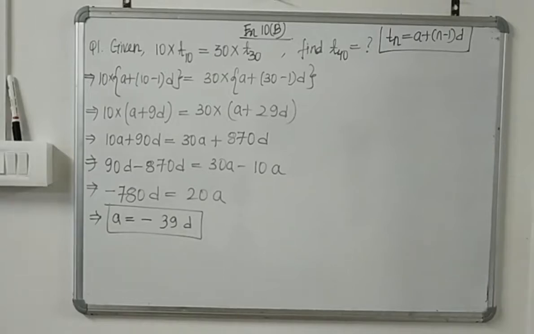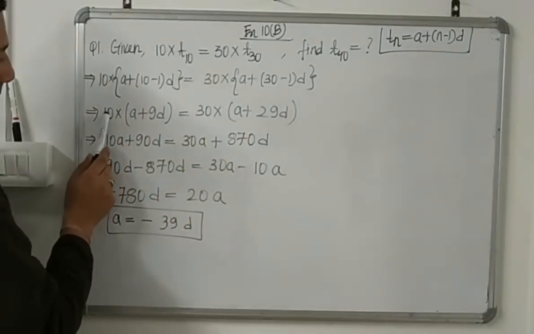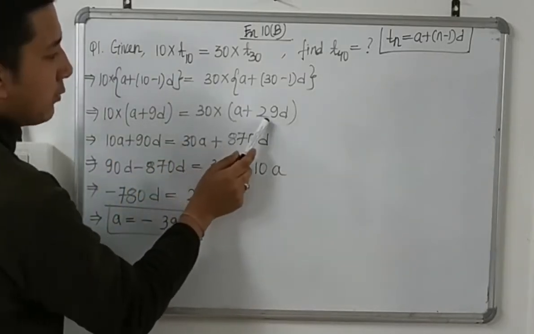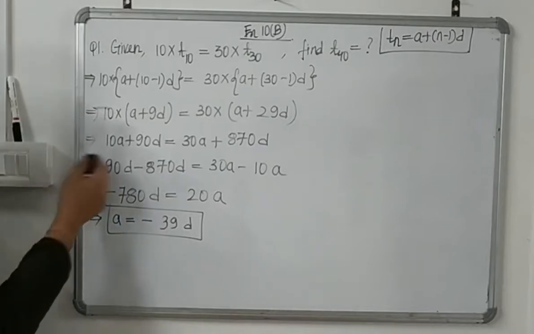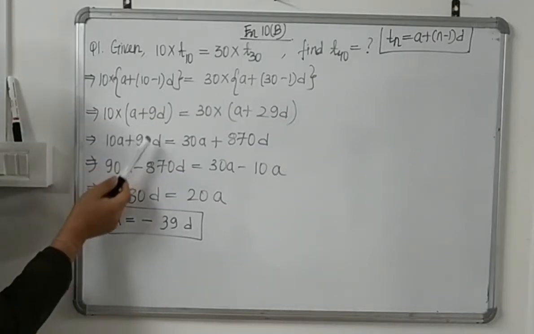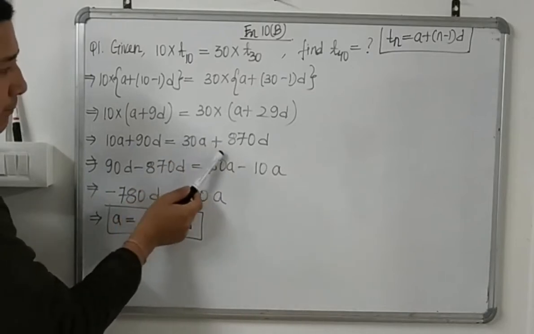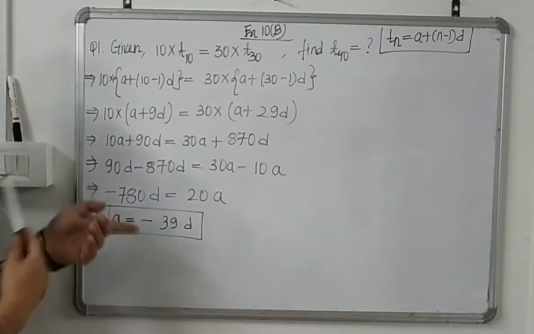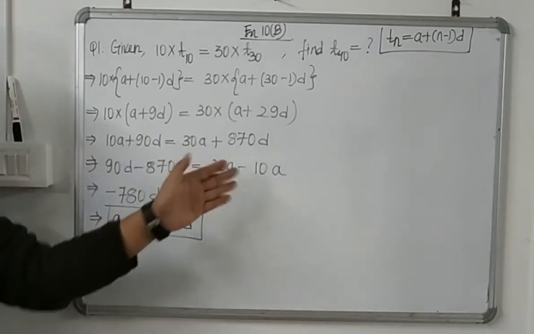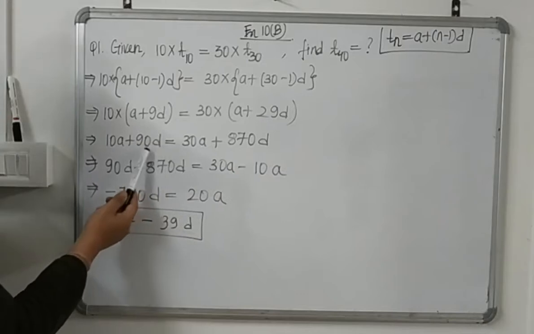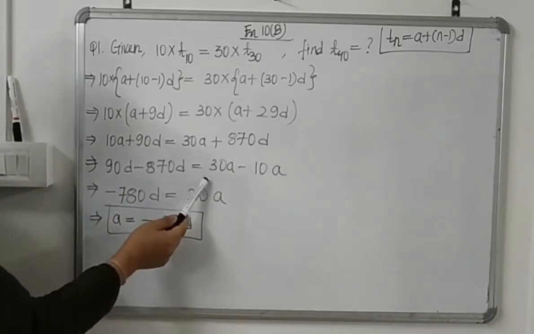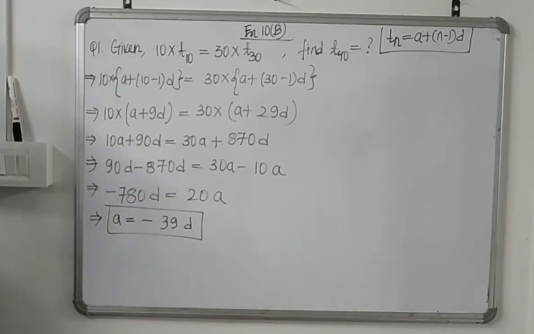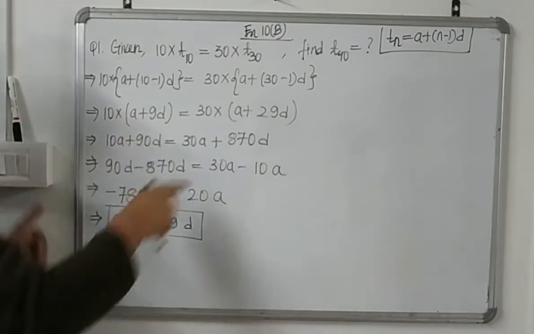Alright, so after simplification, I'm showing you out here. Till here it was 10 into a plus 9d, which is equal to 30 into a plus 29d. Now what we need to do is we need to simplify. Open the bracket. 10a plus 90d, which is equal to 30a plus 870d. Now separate a and d on one of the sides. Okay, so 90d minus 870d, which is equal to 30a minus 10a. I'm not showing the steps out here because the video will be very lengthy, so I'm pausing the video. Okay, pause the video and simplify it yourself.